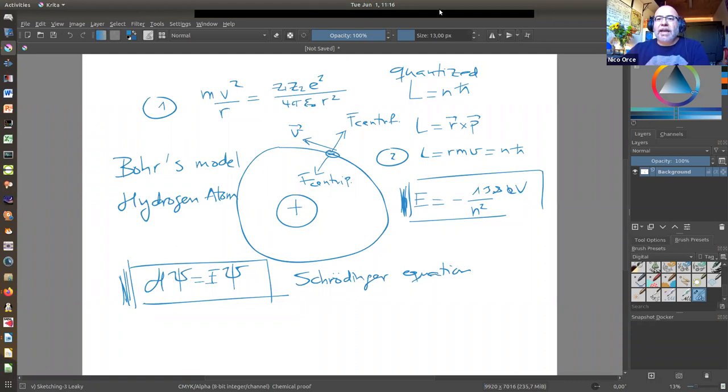I want to see any answers, any replies in the WhatsApp. I mean in the chat. So what do you think, why do we use the Schrödinger equation? You can unmute yourself and say something. Is the question clear, guys?